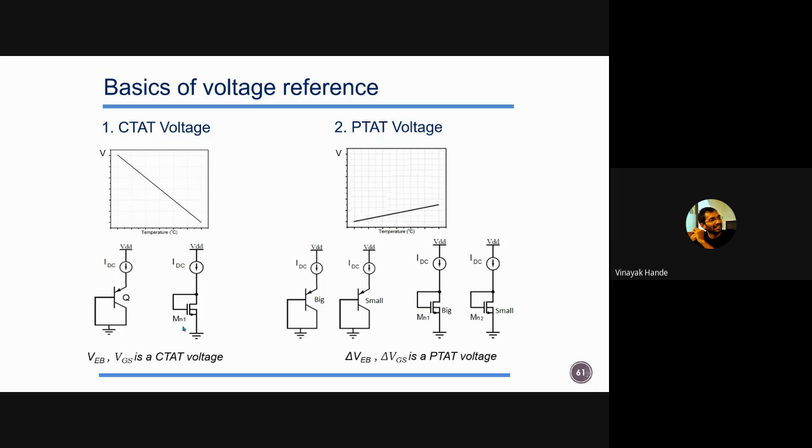Mind you, if I'm using band gap voltage reference as a terminology, then generally it is assumed that you are using BJTs or parasitic BJTs to design a voltage reference. If it is a CMOS voltage reference, then generally it is a hidden fact that you are using only CMOS, not a BJT, because then it is not a band gap kind of thing.